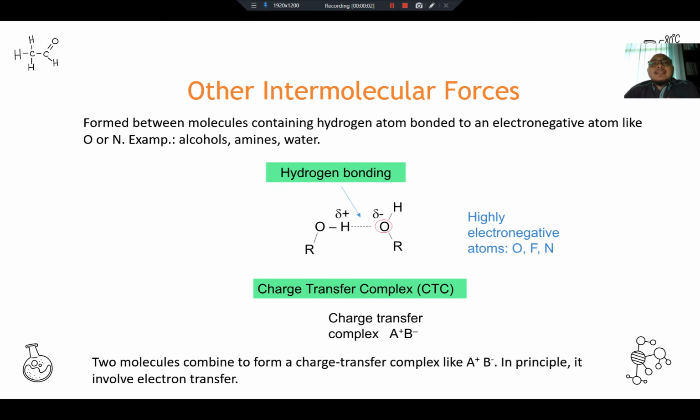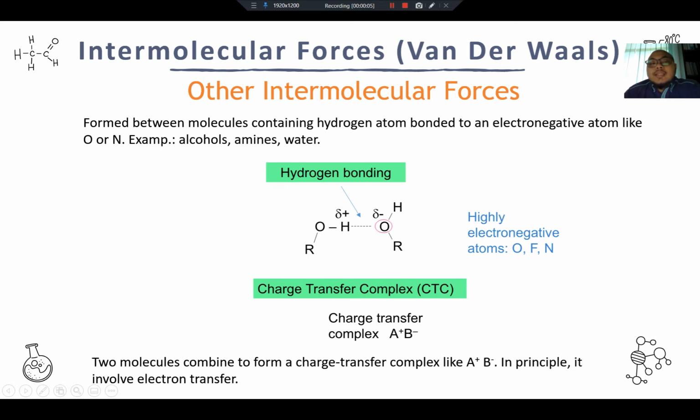Now let's look at the other type of intermolecular force, which is the hydrogen bond. It forms between molecules containing a hydrogen atom bonded to an electronegative atom like O, N and F. So there must be an interaction between hydrogen and oxygen, nitrogen or fluorine. If we have this kind of interaction, we call it hydrogen bonding. Hydrogen bonding is one of the strongest intermolecular forces.